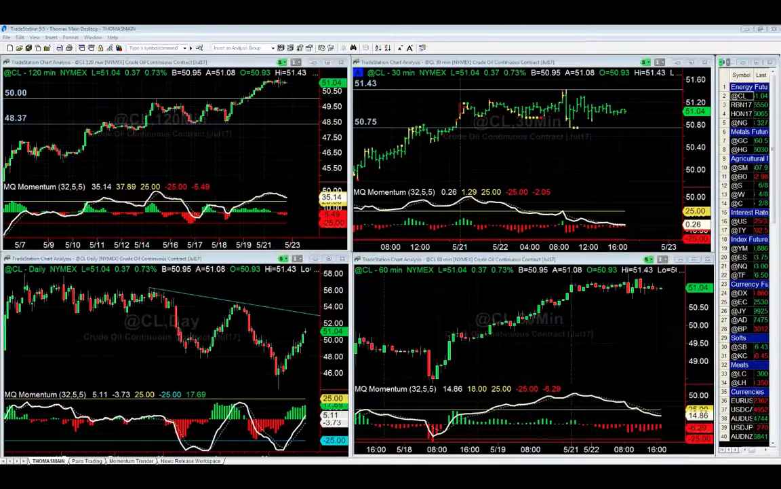Bill, you asked whether I have a separate window for each possible pairs trade I might be interested in, and how I identify them so quickly. Yes, I do. Let me show you this really quick.